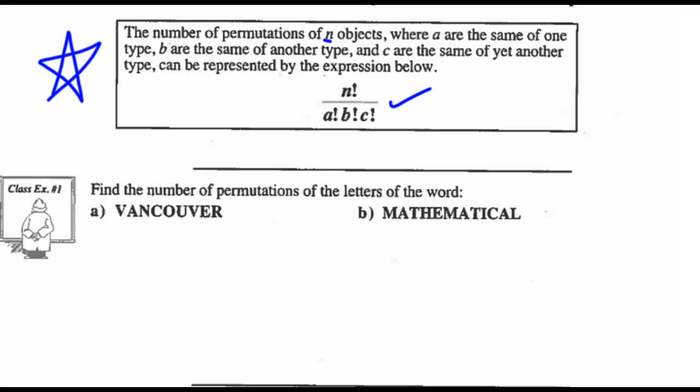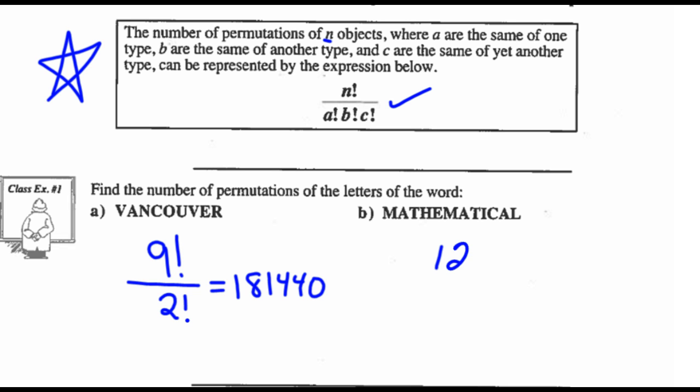So, find the number of permutations of the letters of the word Vancouver. Well, we add this up. There are 9 letters in the word Vancouver, so that's our n factorial. However, there are some letters doubled up. We've got 2 V's, and that's the only sets of doubles we have. Right? So 9 factorial divided by 2 factorial will give us 181,440.